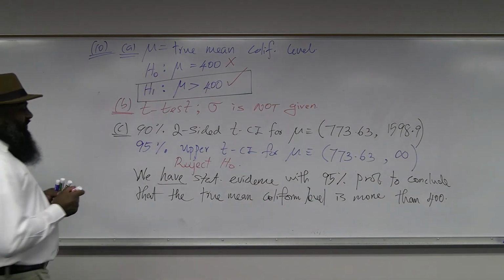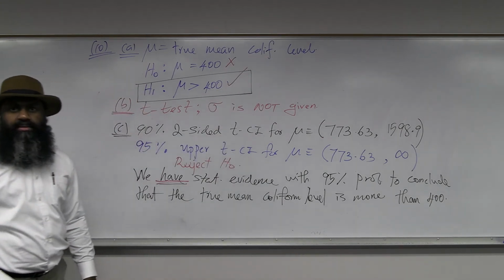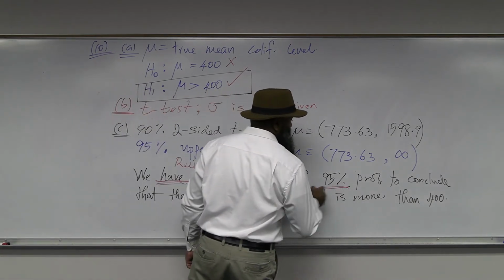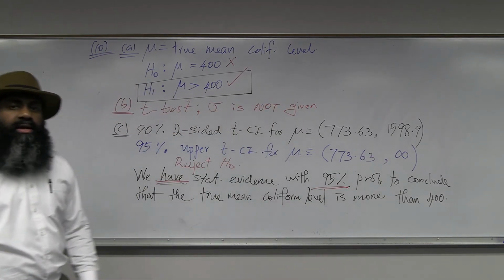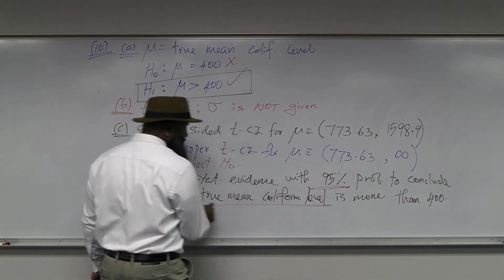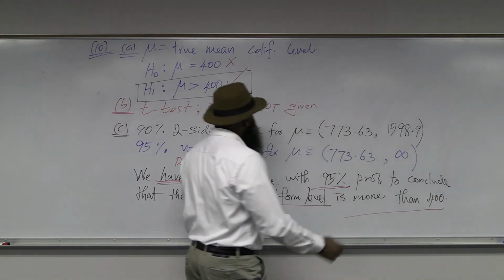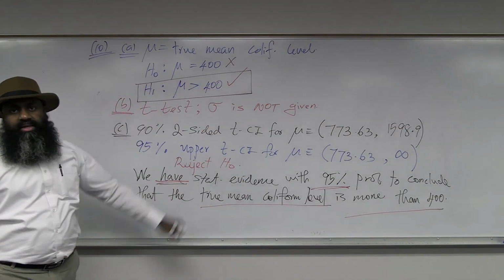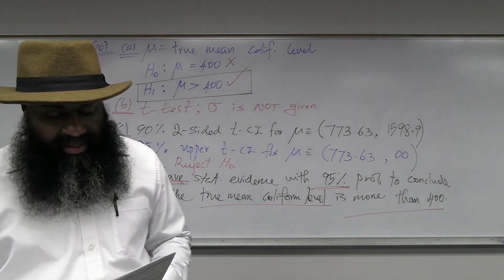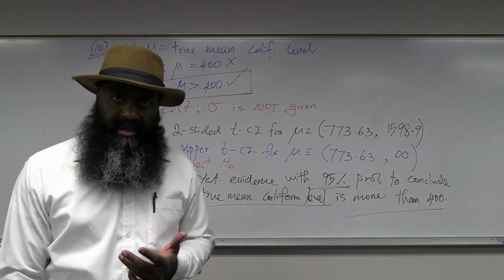I said we have statistical evidence because our data supported this statement. 95% probability because 95% is the probability used in the confidence interval. The true mean coliform level is mu in words, and is more than 400 is the alternative hypothesis written in words. Okay. Part D, I had to test the hypothesis using the test statistic and the critical value method.